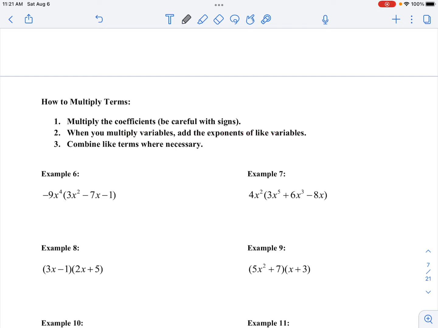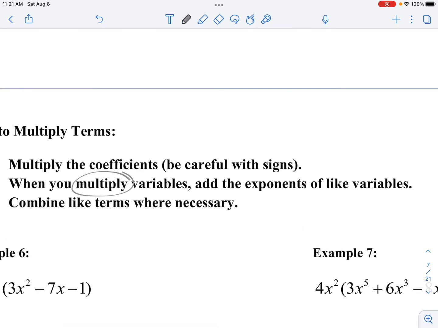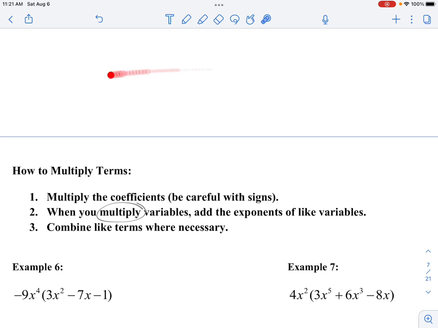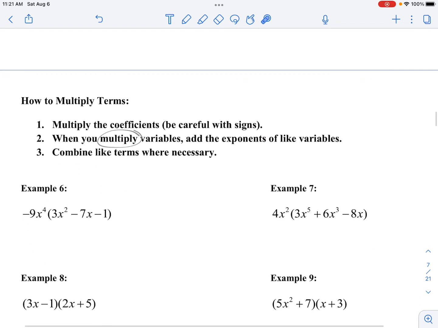So notice how here we're multiplying. Up on this page up here, we were adding and subtracting. We were not multiplying. So that's a big difference between this page and the previous page. And when we multiply the variables, that means we add the exponents. I'll talk about that when I do an example. And then combine like terms exactly like we did on this page up here.